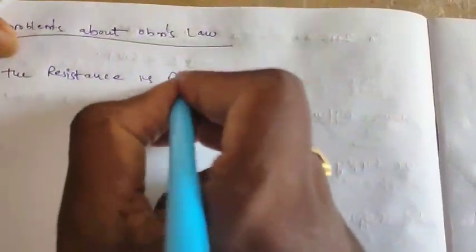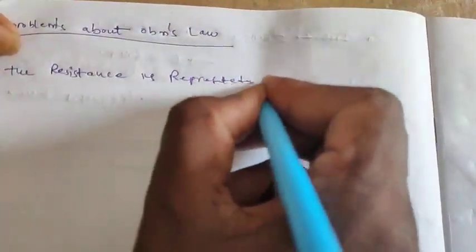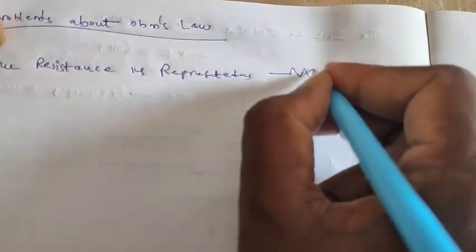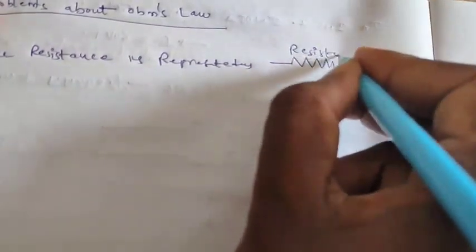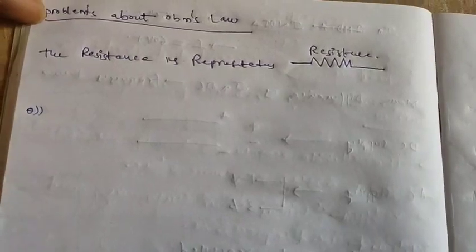Next we can go for problems about Ohm's law. The resistance is represented by this symbol. I can give only one example today; tomorrow in class we will discuss another example.